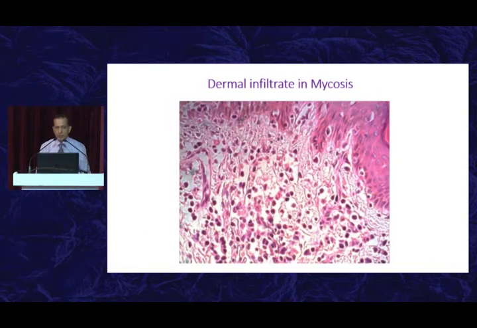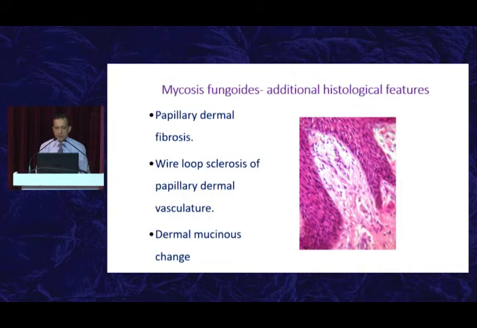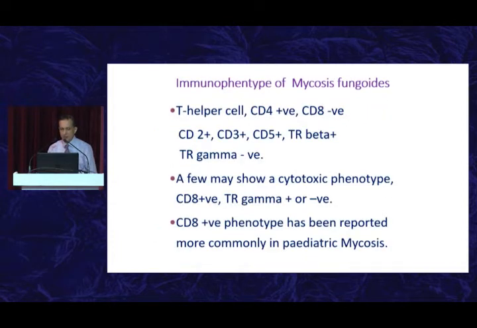And in the dermis also, you will get atypical large cells. Then there are some additional features which are described in the books, like papillary dermal fibrosis, or a wire loop lesion, like wire loop capillaries in the papillary dermis, or fibrosis occurring around the capillaries, and dermal mucinous change, but we don't make use of these features to diagnose Mycosis fungoides.